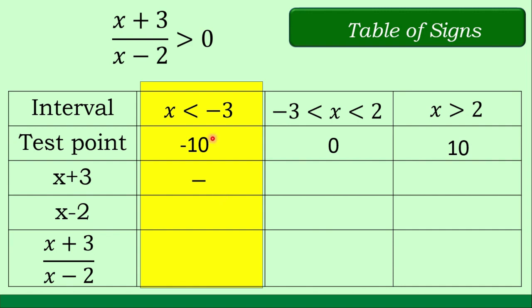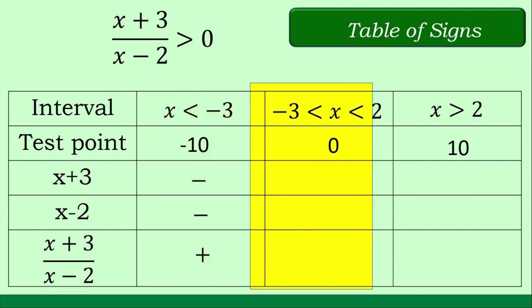Now next, how about -10 minus 2 here in the denominator? Again, that's -10 minus 2. That will give us a negative answer. And for this one, for the last part, the whole rational expression, no need for you to substitute the test point. What you need to do is just to divide the signs of the numerator and the denominator. Negative divided by negative will lead to a positive answer. So that's it. So you have positive for this rational expression. Let's proceed to the next column.